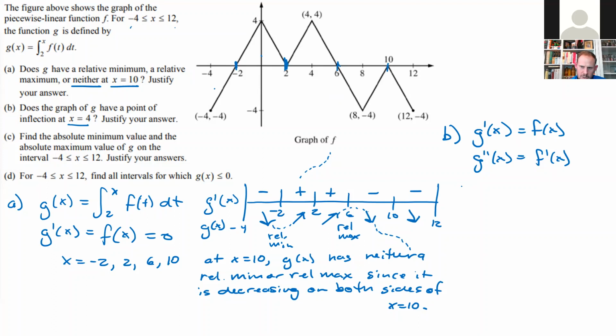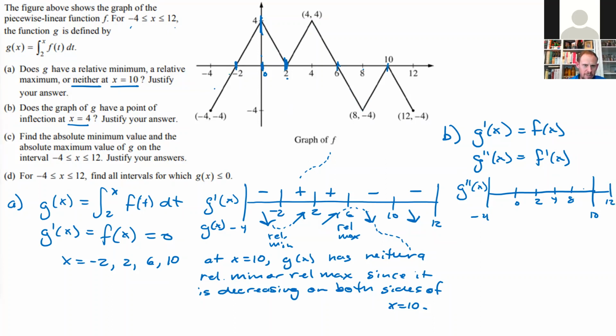If we want to look at the sign of g prime between -4 and 10, we change from increasing to decreasing here at 0. We change from increasing to decreasing here at 2. We change again at 4, and then again at 8. Oops, I was supposed to go to 12 here, wasn't I? 12.